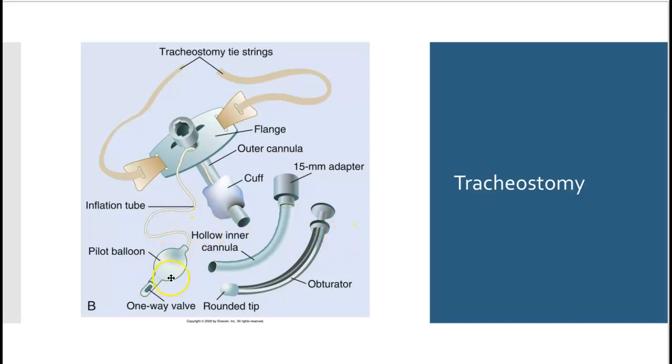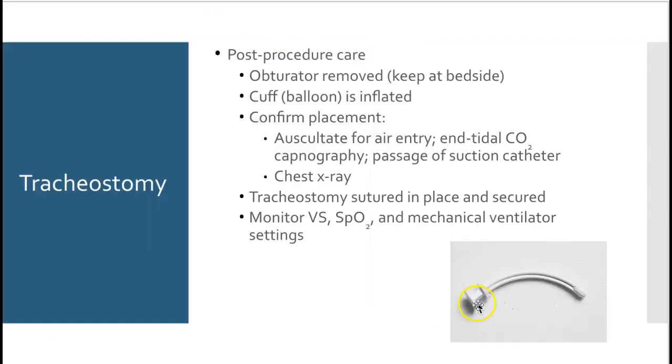Now this pilot balloon here is what blows up your cuff, and you can look at this balloon and tell if your cuff is inflated or not. And then of course there are tie strings, and there are a couple of different ways that you can change those, and that's part of care. Once somebody has a tracheostomy, we keep the obturator at the bedside. The cuff is inflated. We confirm placement by auscultating for air entry, end-tidal CO2 or capnography, the ability to pass the suction catheter, and chest x-ray.